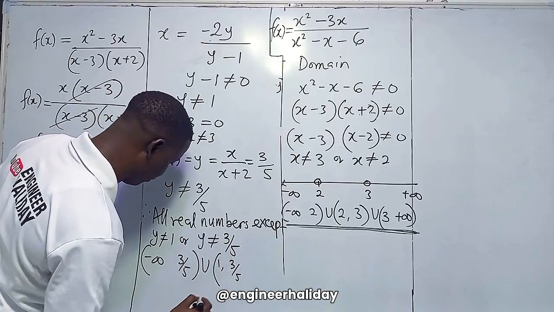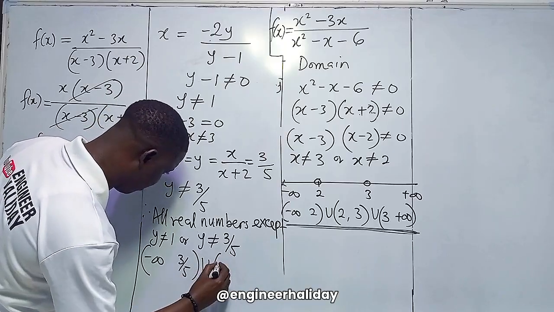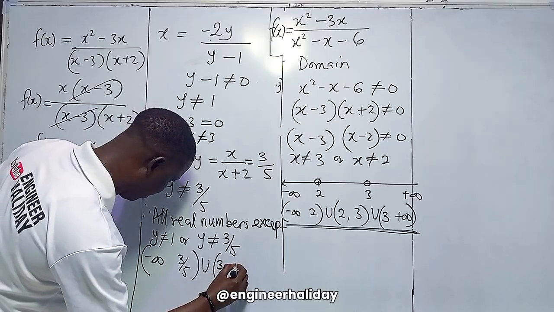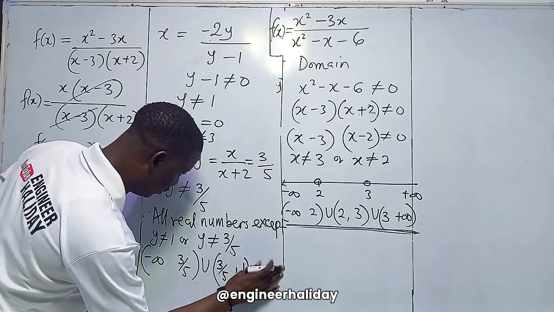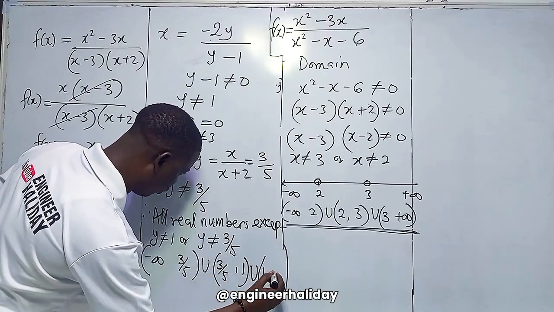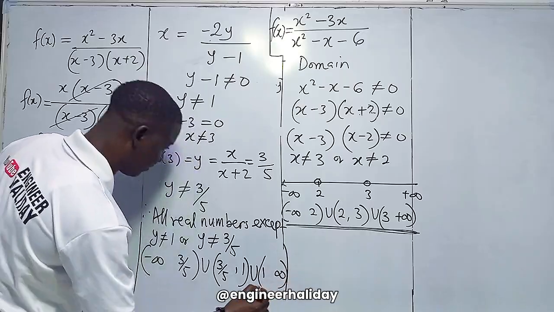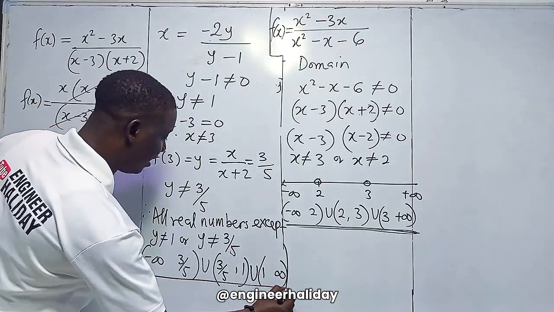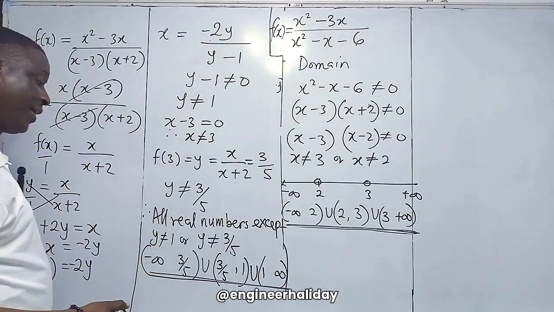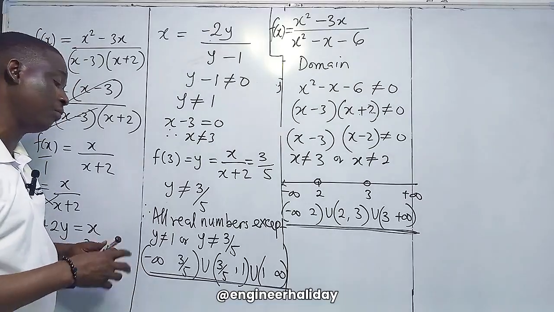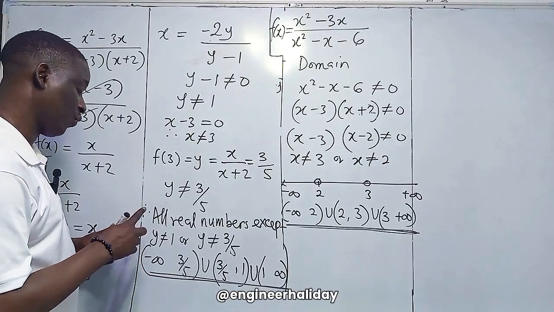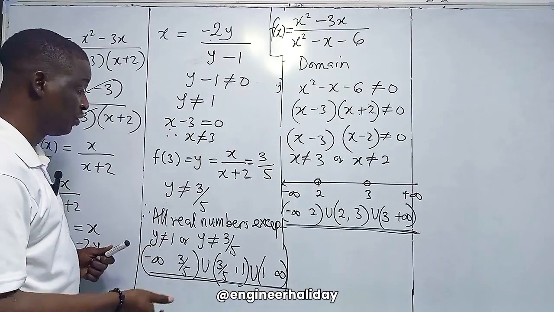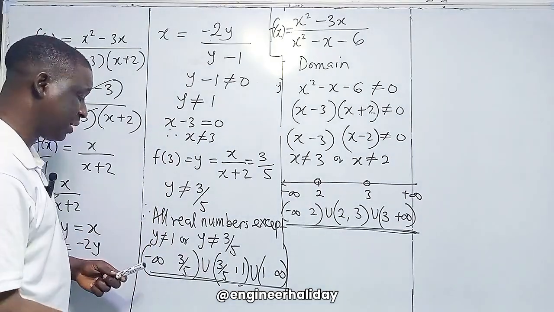3 over 5 is smaller than 1. So minus infinity to 3 over 5, union 3 over 5 to 1, union 1 to positive infinity. So you can write your answer like this. It's still correct. Or you just say all real numbers except 1 and 3 over 5. There are several ways by which you can write it.